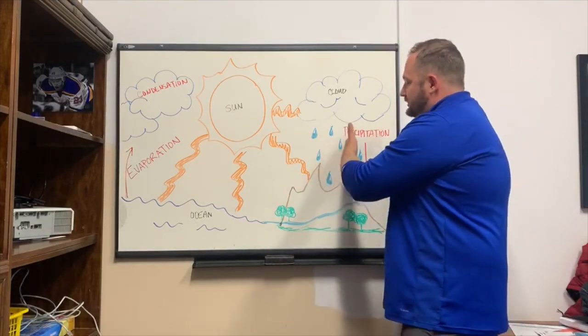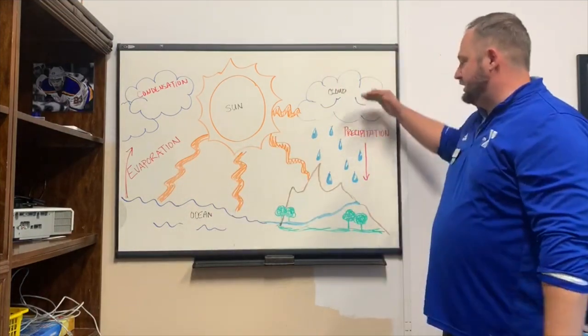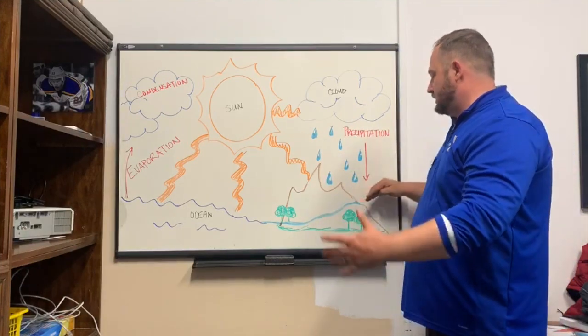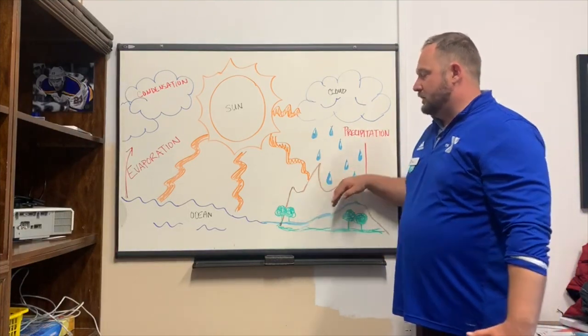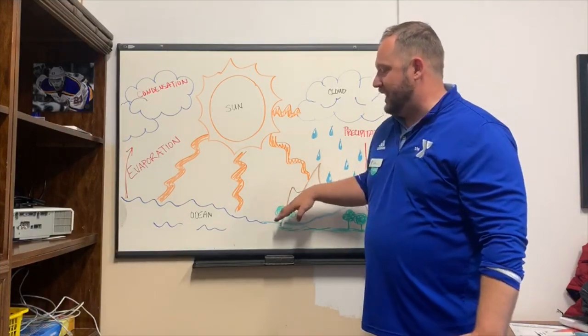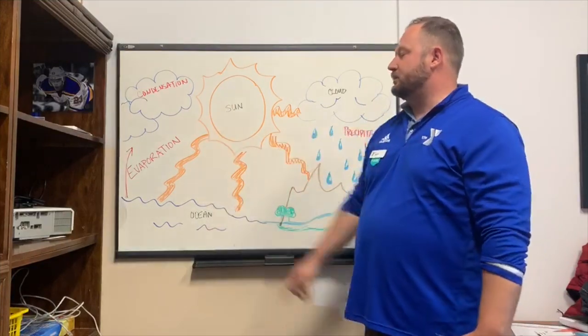Now, how does it get back from precipitation to evaporation? Well, we're having rain, it's falling into our mountains, into our landforms. Then there'll be streams, there'll be different types of transportation that will get water back out into the oceans, and that will help start the cycle again.